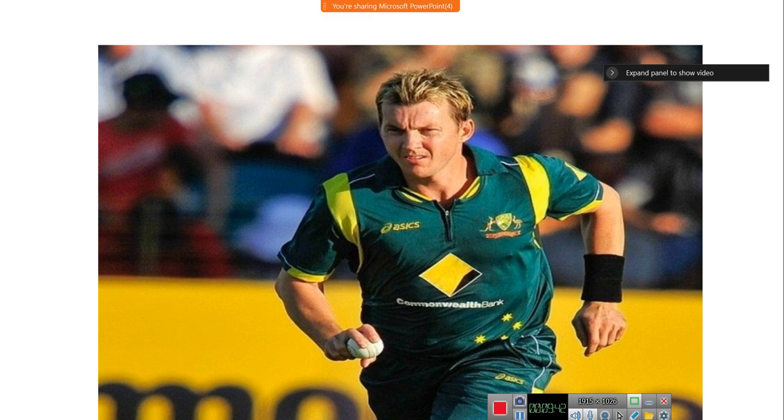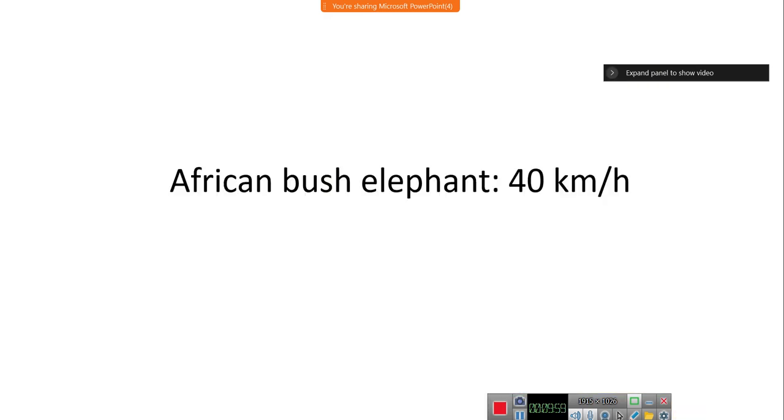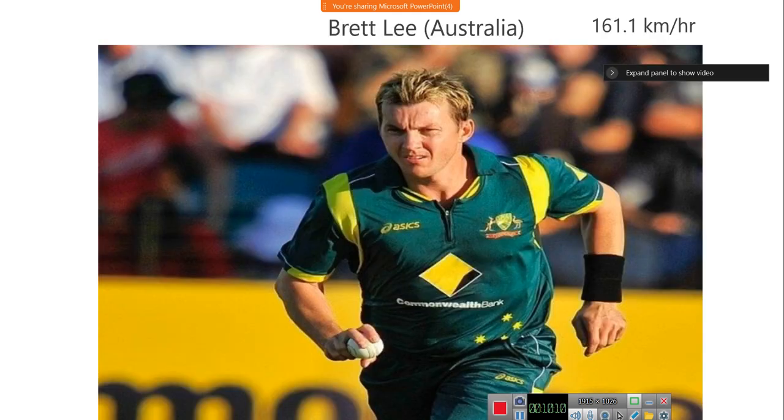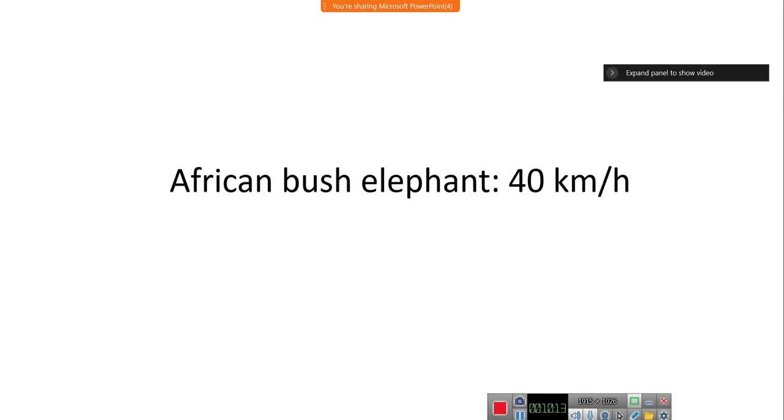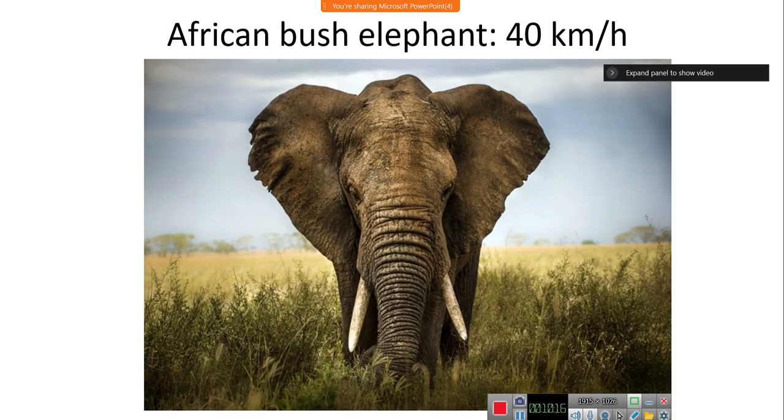Who is this chap? From which country? Australian player, sir. Brett Lee, right? So he is almost reaching 160 and above kilometer per hour, right? Now the African bush elephant has a maximum speed of 40 km per hour. Look at this: 161 km per hour, the ball moves out of Brett Lee's hand, and 40 km per hour, this African elephant moves. Right? So keep that in your mind.